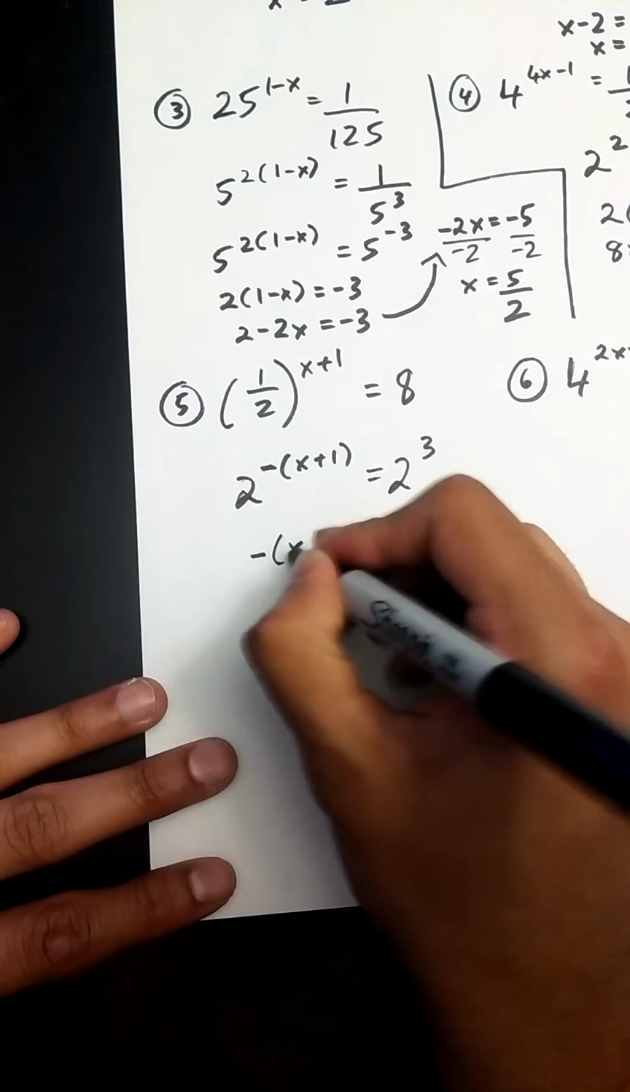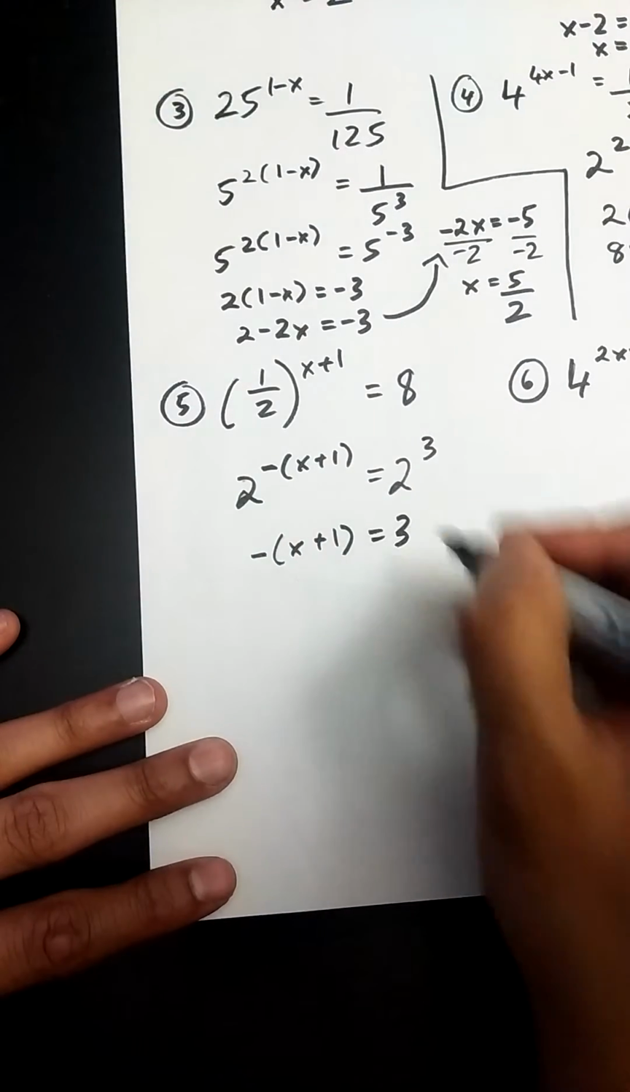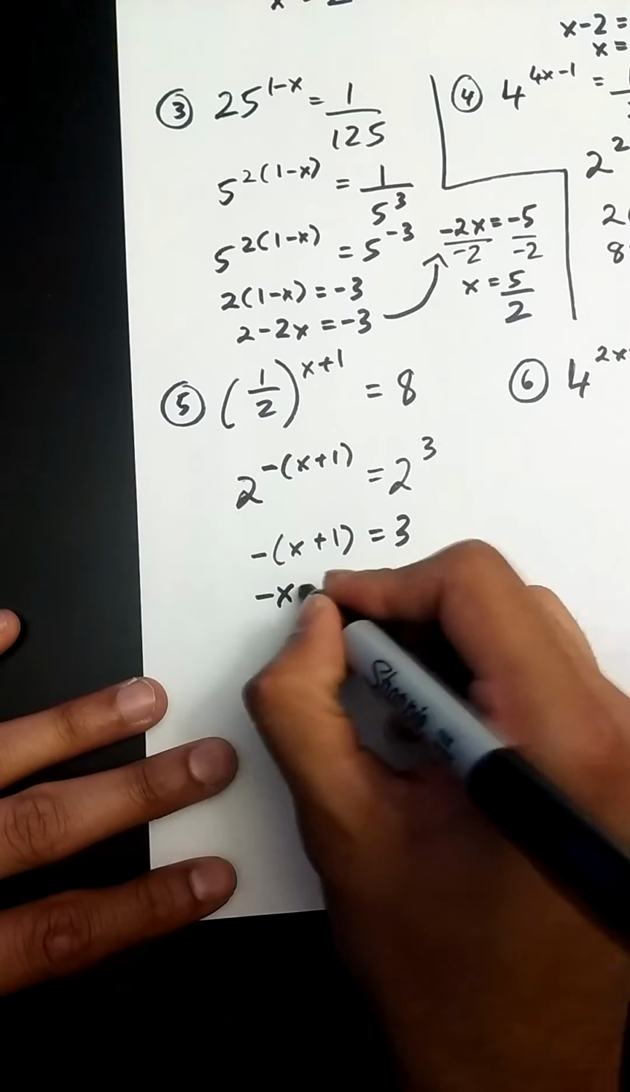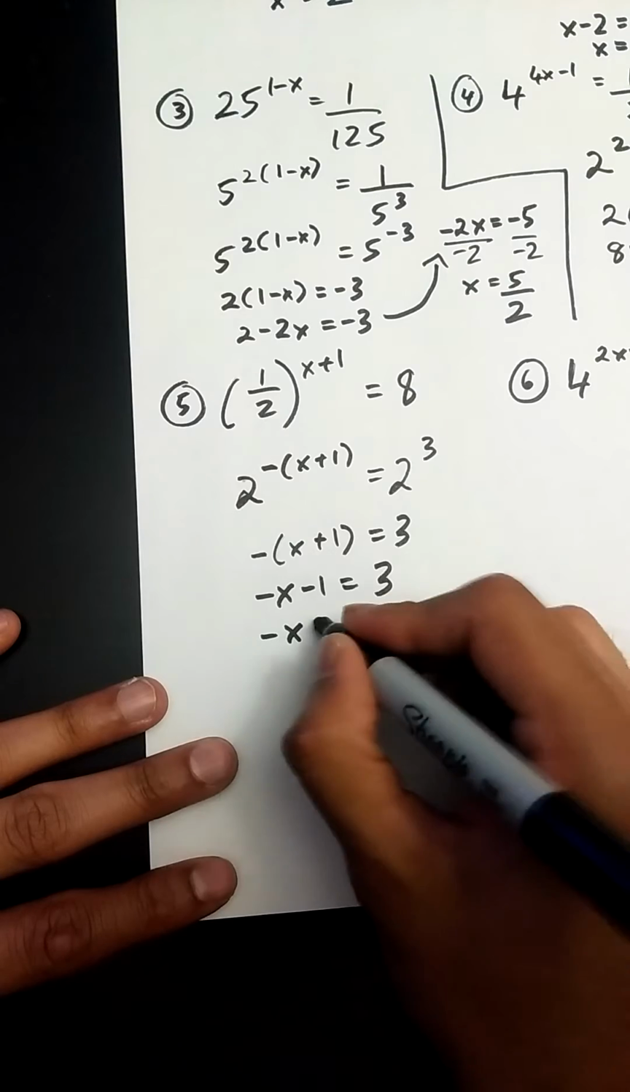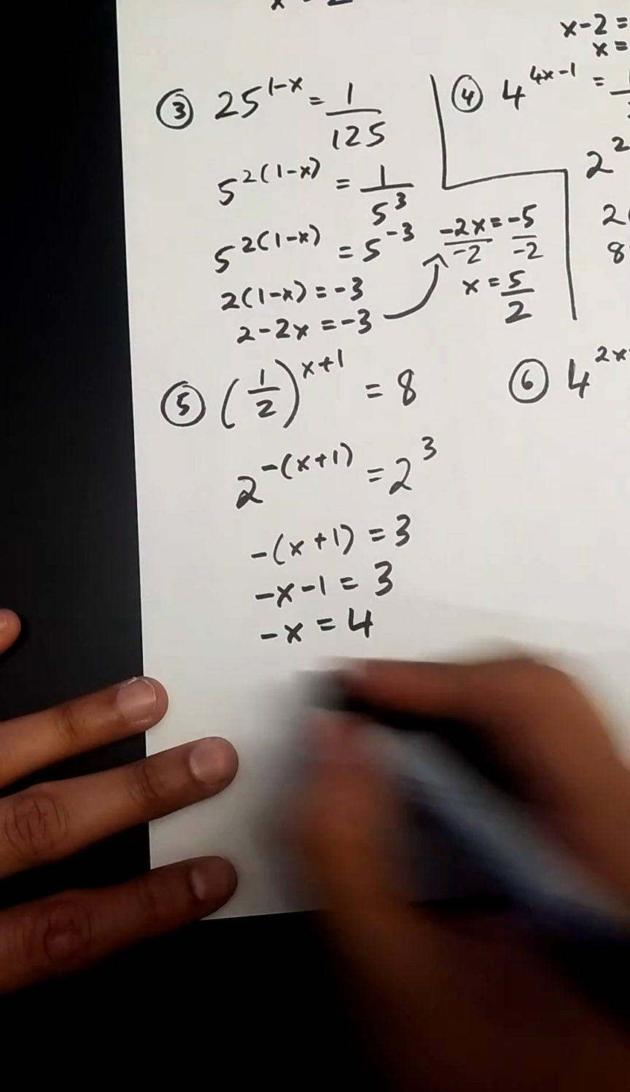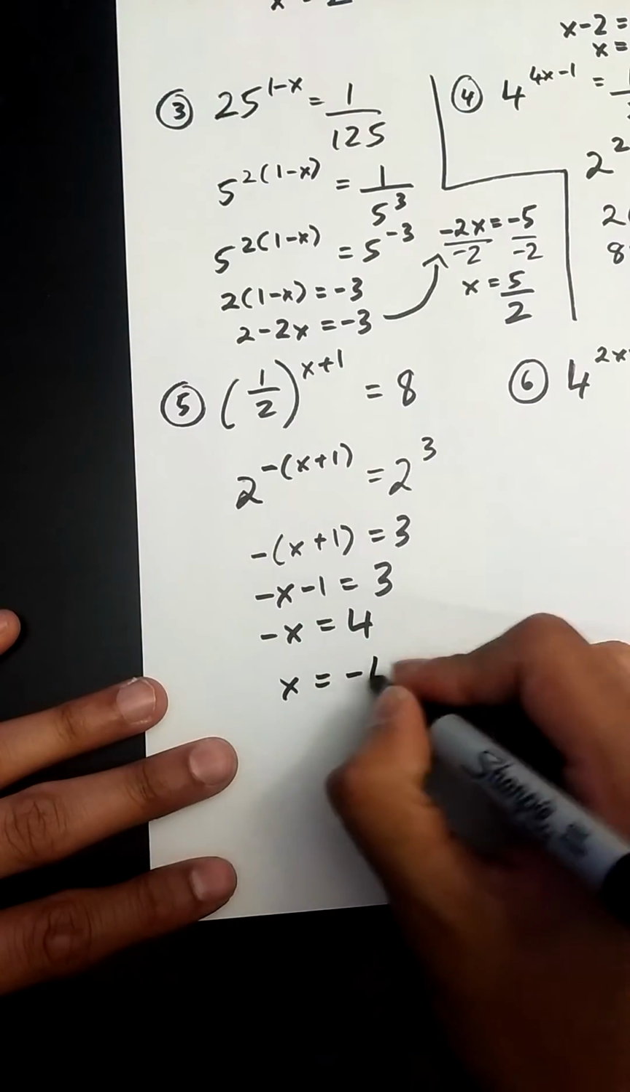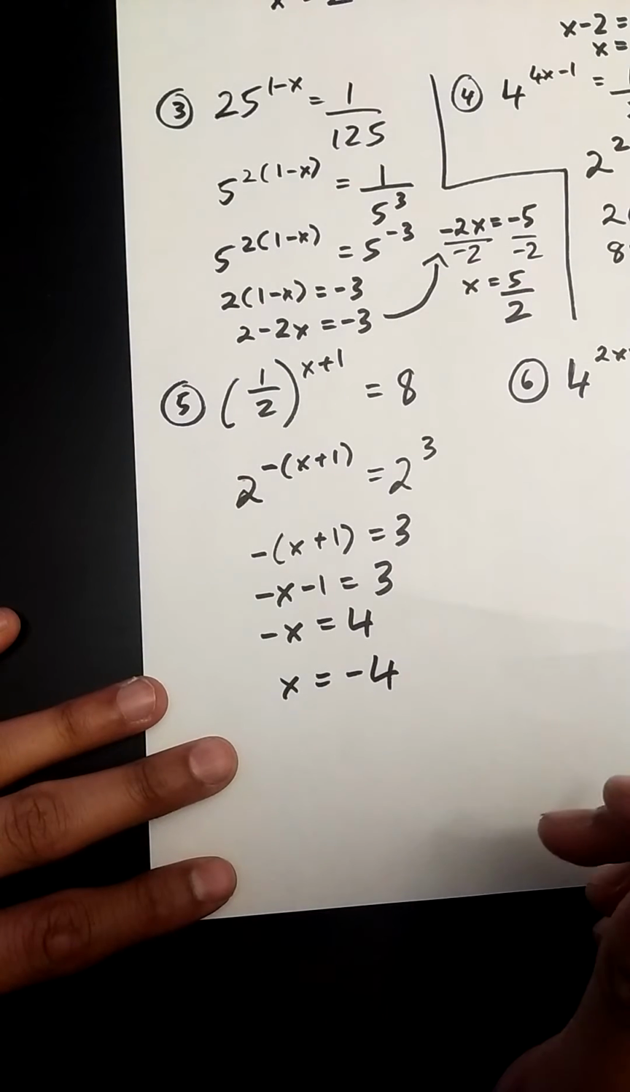So now I have negative x plus 1 equals to 3. So negative x minus 1 equals to 3. I'm going to add the 1 on that side. So negative x equals to 4. So x will just equal minus 4 because I divide both sides by negative 1.